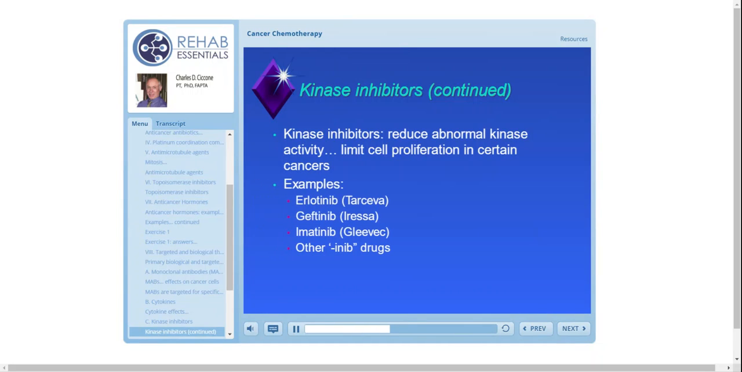Here are some examples. They have this INIB ending on their generic name. So you can see some of the generic names. You may recognize some of the trade names like Gleevec and Iressa. Very powerful drugs, again, and important drugs in these cancers that are caused by the abnormal kinase activity.